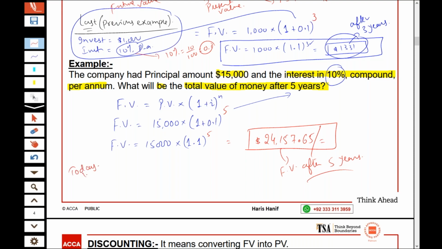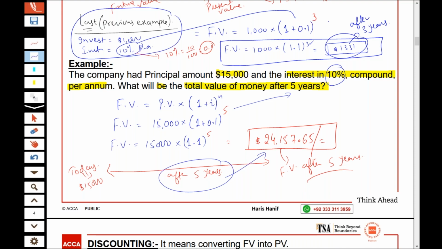Today I am having 15,000. But after 5 years, I will be earning maybe 24,000. So this is just my estimation that my worth of money will change, and it is simply the interest calculation. So this was the compounding effect.